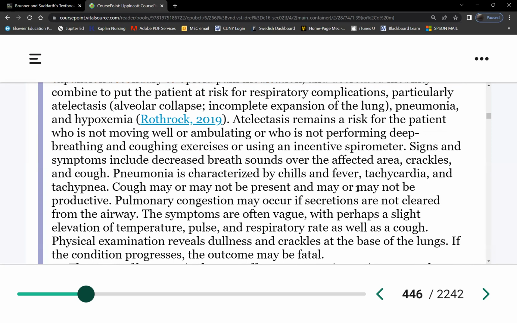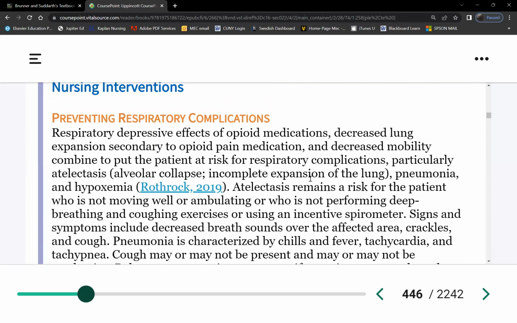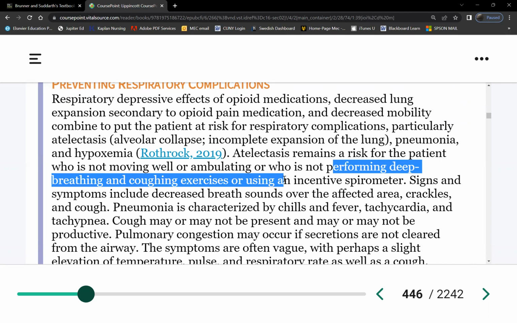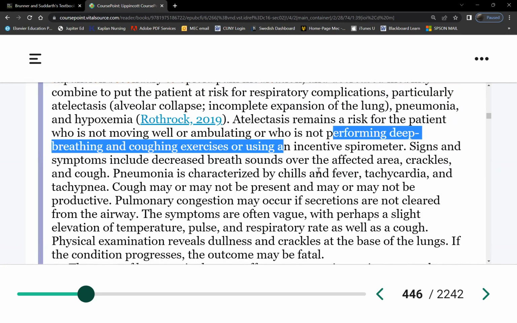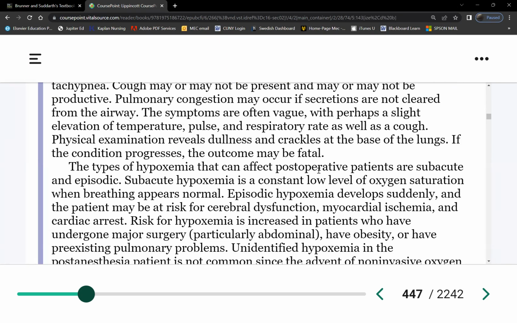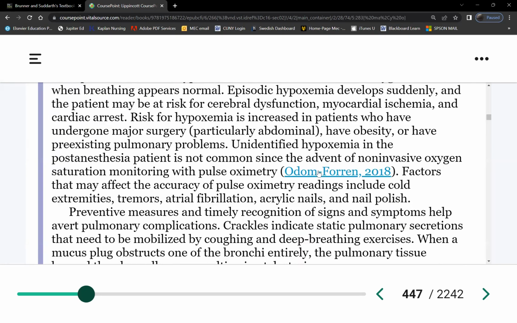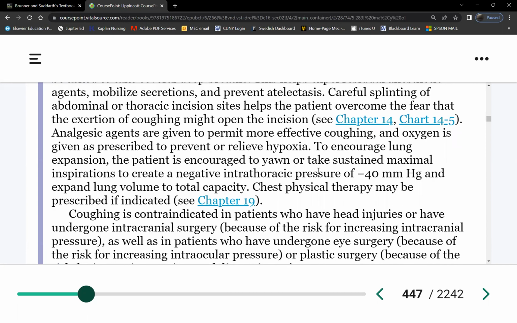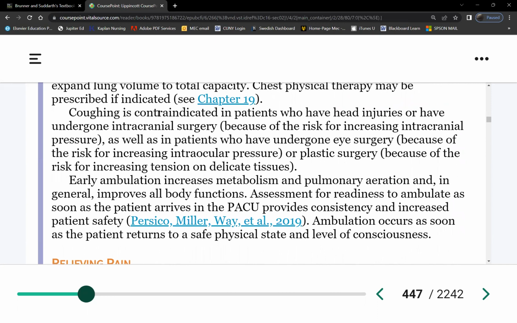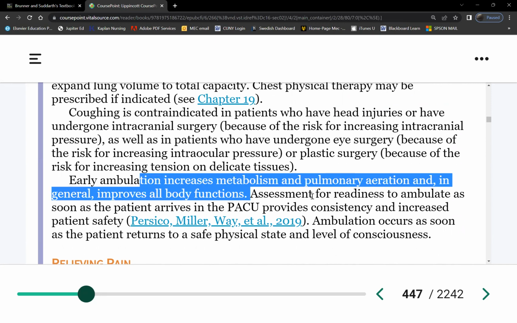Becomes harmful actually. So besides the incentive spirometer, what's the other intervention for this? Deep breathing. Okay, so deep breathing exercises and coughing. Let's say the incision is in the abdomen. What do we do now? Okay, so you splint the incision with the pillow. What's another intervention to prevent pulmonary complications? Walking, very good. So incentive spirometer, deep breathing exercises, coughing, and then ambulation.